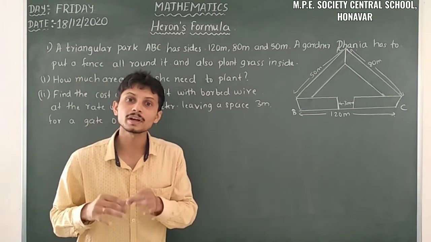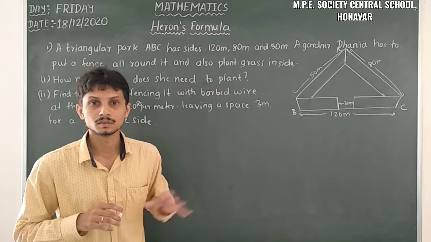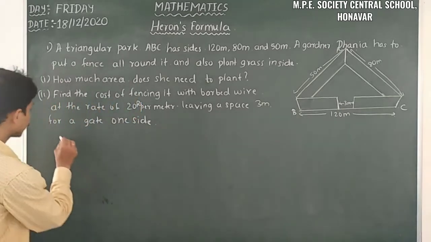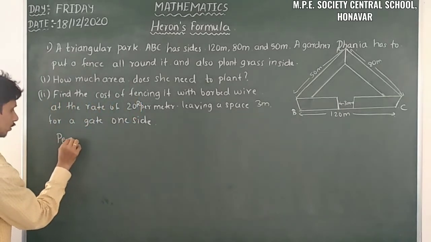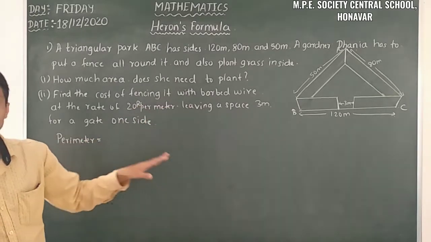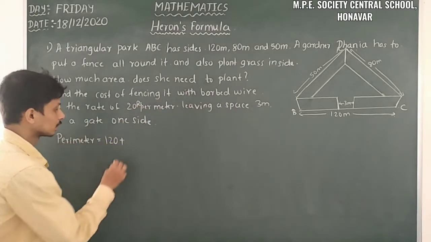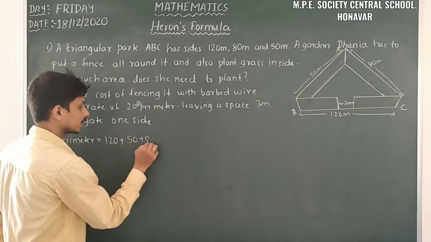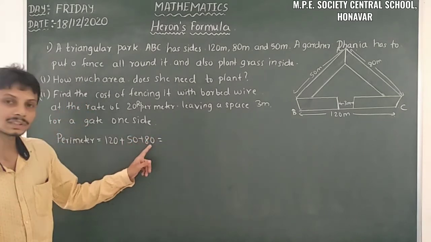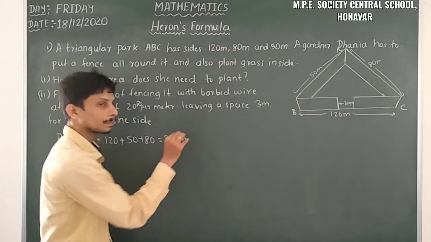Firstly, we have to find the perimeter of this triangular park. Perimeter means we have to add all those measurements. That is 120 plus 50 plus 80. So 120 plus 80 is 200, plus 50, it is 250 meter. That is the perimeter.